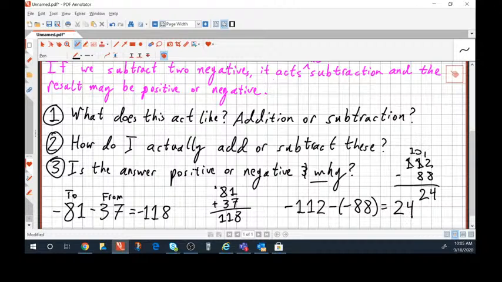Now the question is, is that positive 24 or is that negative 24? Is the answer positive or negative, and why? Now if I'm going to negative 112 and I'm coming from negative 88, if I'm standing on negative 88, to get to negative 112, that would have to be to the left because I'm going somewhere that's more negative, which is why that would be negative 24.